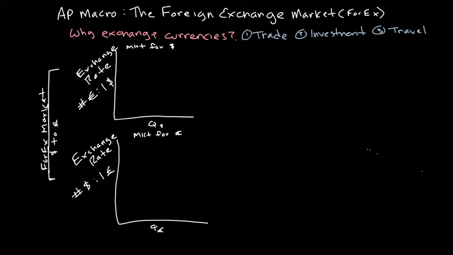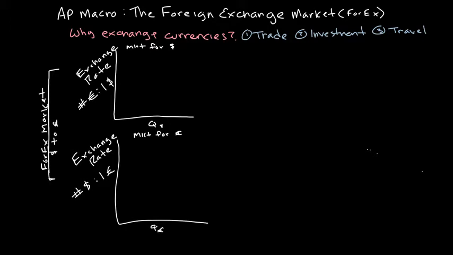The kind of weird thing is the AP exam doesn't ask the students to draw both halves of the market because it's going to be a little redundant, as we'll find out in just a second. If I know what's happening to one, I automatically know what's happening to the other.